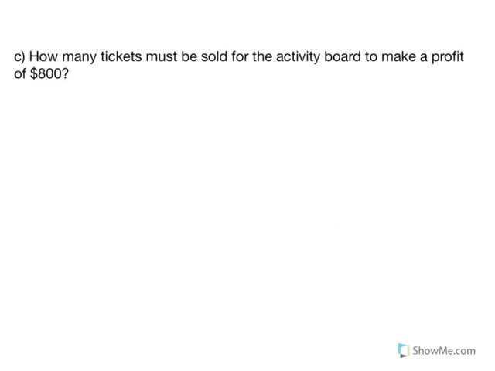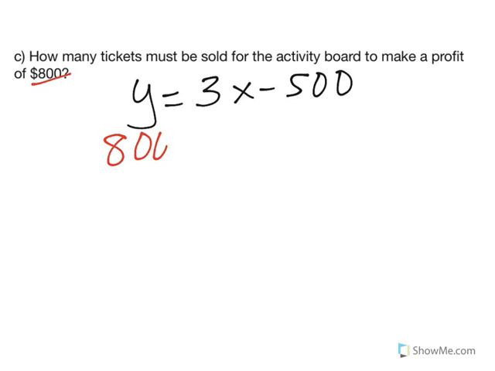And letter C. How many tickets must be sold for the Activity Board to make a profit of 800? This is very similar to part B. Okay, so first remember we've got our y equals 3x minus 500. Well, if we have a profit of 800, the y is a profit or loss. Because it's a profit, it's positive. If it would be a loss, that's negative, but we're not dealing with a loss, we're dealing with a profit, so we have a positive 800.